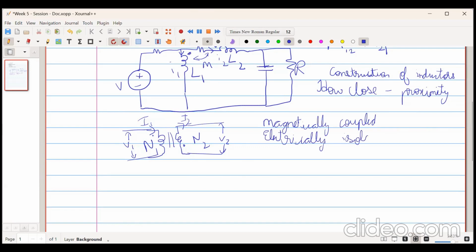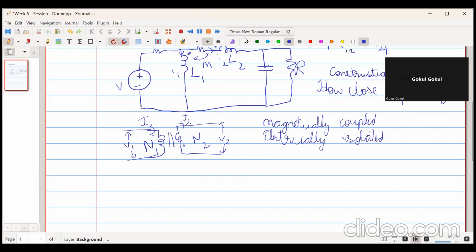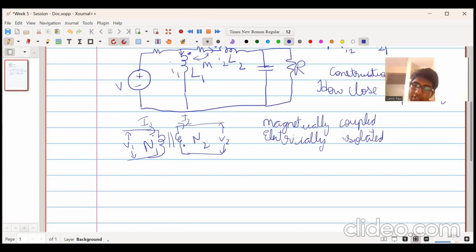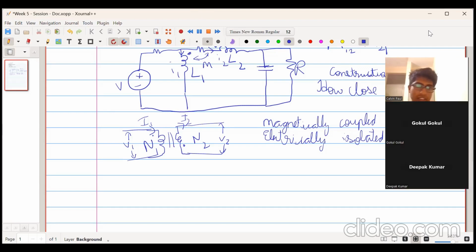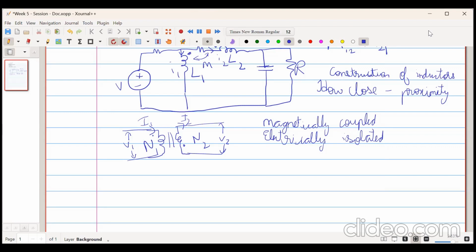And there are many circuits in which this property of the transformer is used, that is, it is magnetically coupled, that this circuit as well as this circuit are magnetically coupled, as well as they are electrically isolated from each other. These two properties are exploited for various applications.